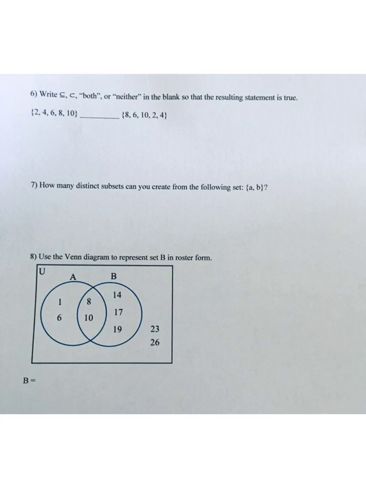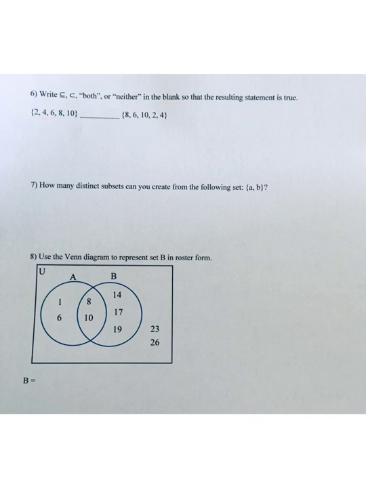Question 6, write subset, proper subset, both or neither, again in the blank so that the resulting statement is true. The set on the left is 2, 4, 6, 8, 10. The set on the right is 8, 6, 10, 2, and 4.